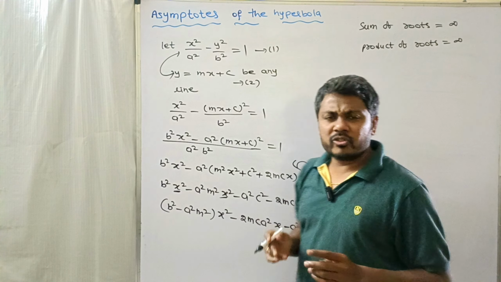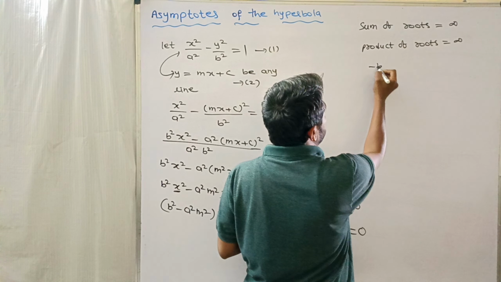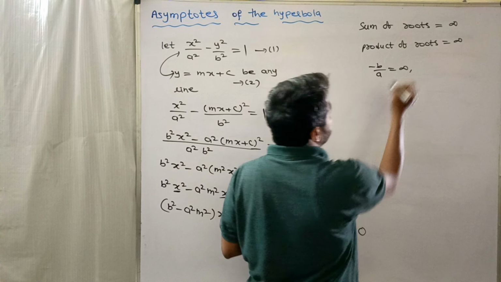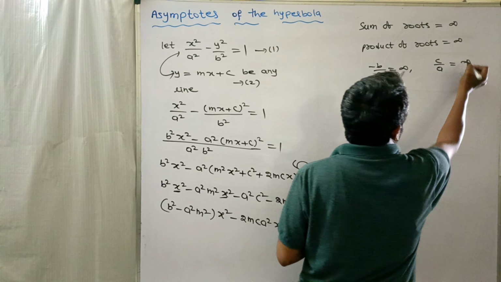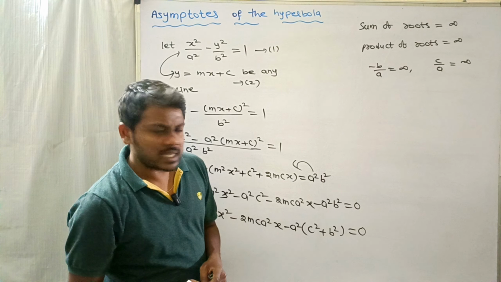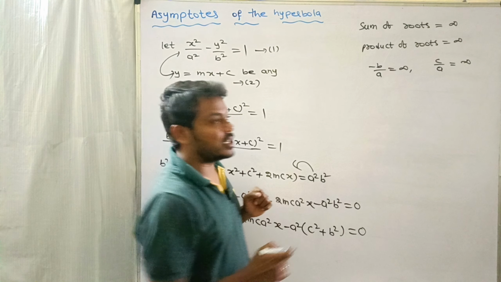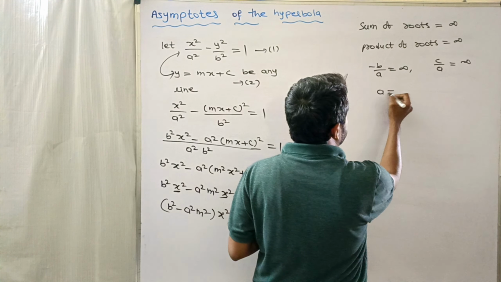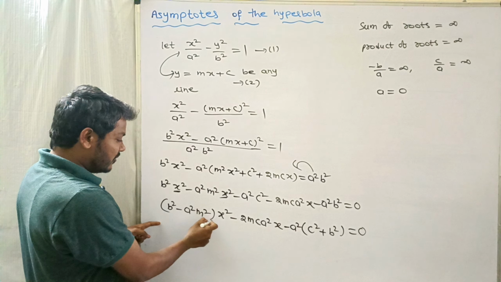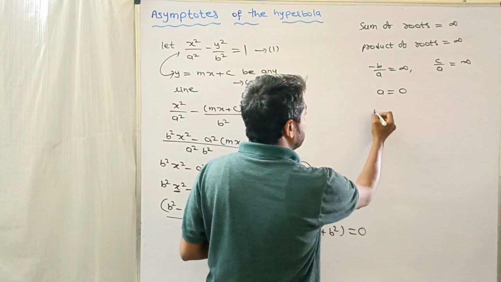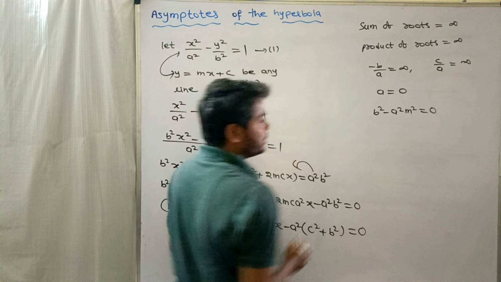So here you know that for a quadratic equation, the sum of the roots formula is minus b by a equals infinite, and the product of the roots formula is c by a equals infinite. So here in both cases the denominator is 0, only then it equals infinity. So clearly a equals 0. Now what is a here? The coefficient of x square, that is b square minus a square m square, equals 0.